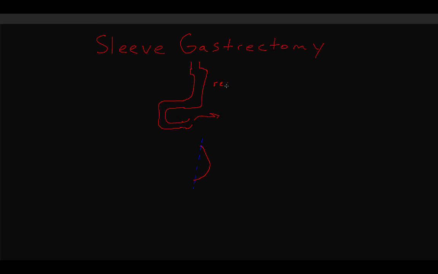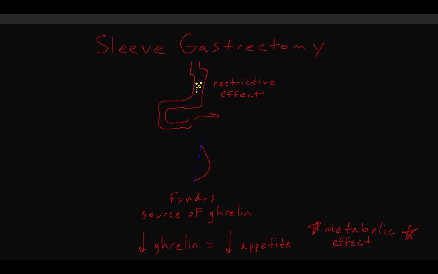The sleeve of stomach along the greater curvature that is removed includes a significant amount of fundus, the location where ghrelin, a hormone that centrally stimulates appetite, is produced. Removing this source of ghrelin-producing cells and therefore decreasing the patient's appetite adds a significant metabolic component to the sleeve gastrectomy. As the rest of the gastrointestinal tract is left intact, there is no malabsorptive component to this procedure. And that concludes the fundamentals of bariatric surgery.